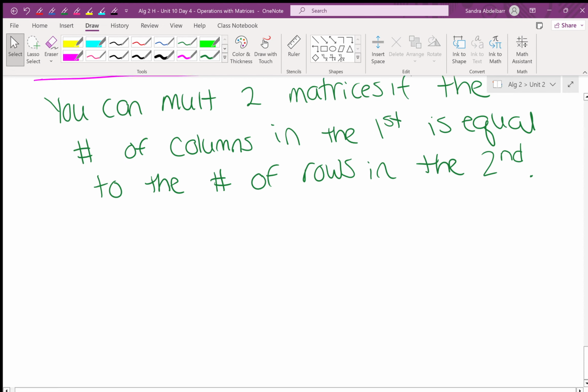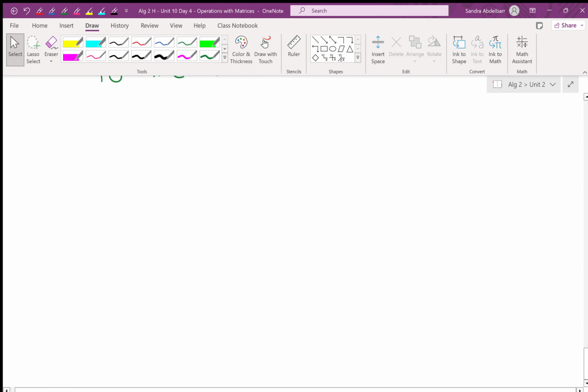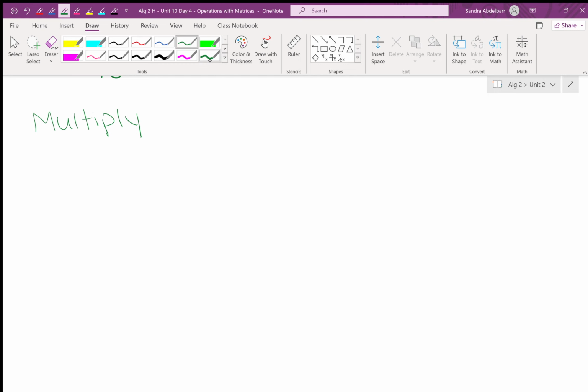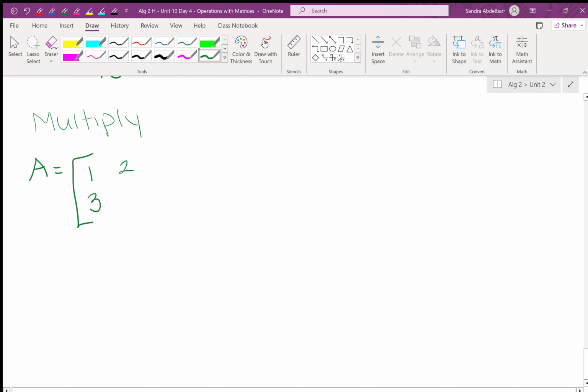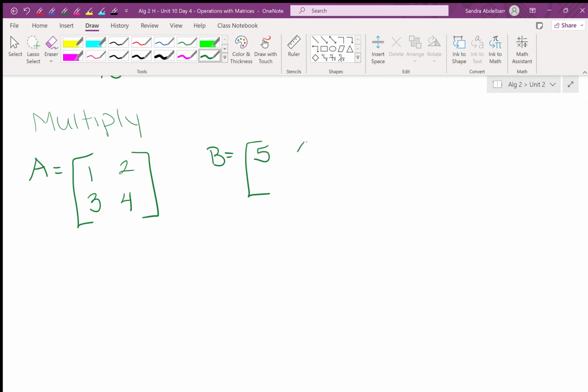Good. Okay. So I'm going to start off simple. Let's say my directions are to multiply. And I have matrix A, which has the elements in the first row 1, 2, elements in the second row 3, 4. Then I have matrix B, where my first row elements are 5 and 6, second row 7 and 8. And then I want you to find AB.